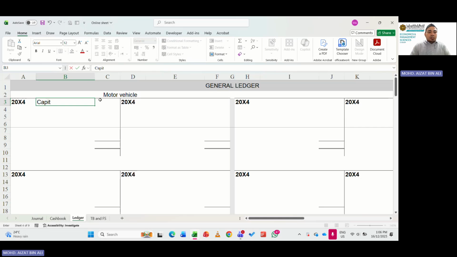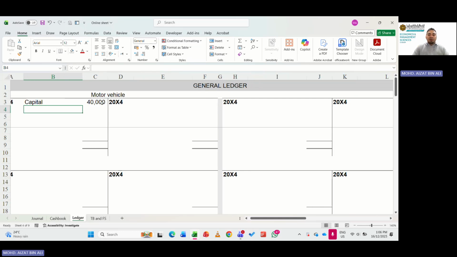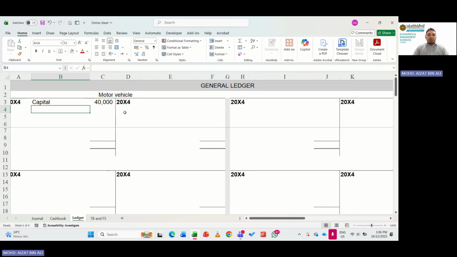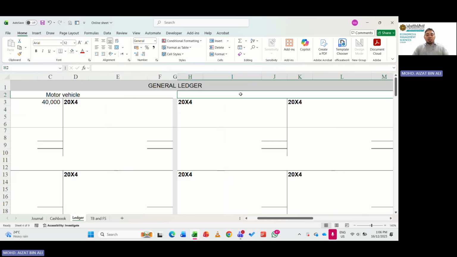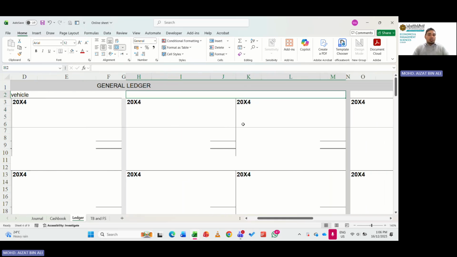The particular would be capital. And the amount is 40,000 ringgit. Next we have bank loan. I already have two different types of ledgers here. The debit side would be here and the credit would be here. This is to make things easy for me later on when I close the account.